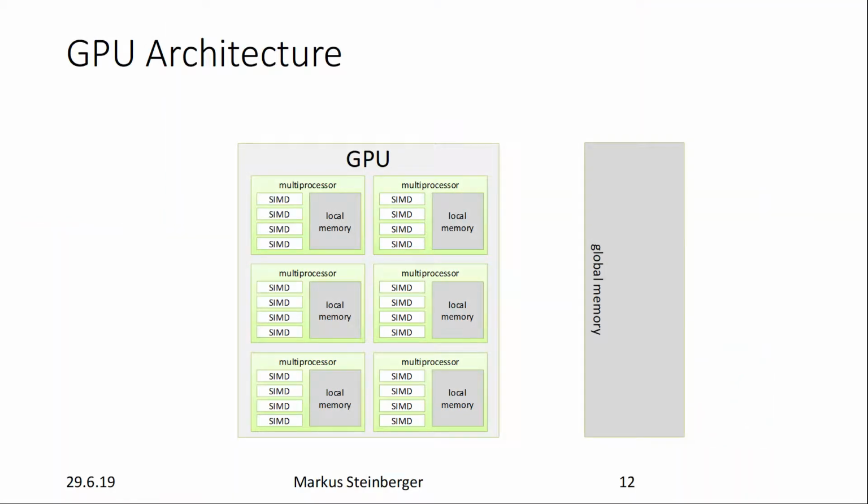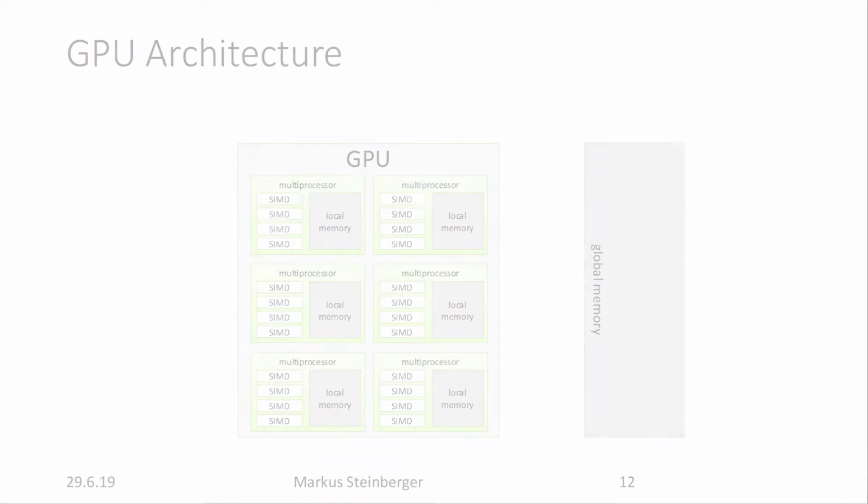But actually, the GPU is not just one big SIMD thing. You have got multiple SIMD units, and these SIMD units are strung together into multiprocessors, and each multiprocessor has a couple of SIMD units. So you can do a couple of different instructions on some groups of threads. And them being strung together into multiprocessors, you then also have some efficient memory on the multiprocessors.